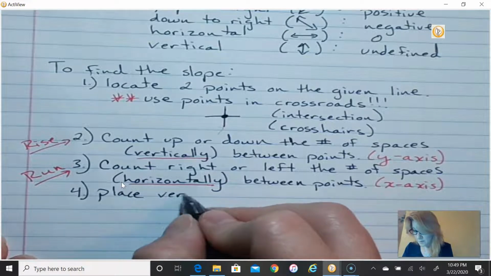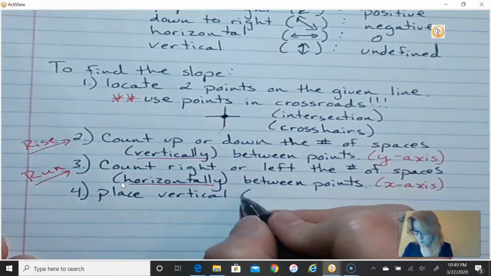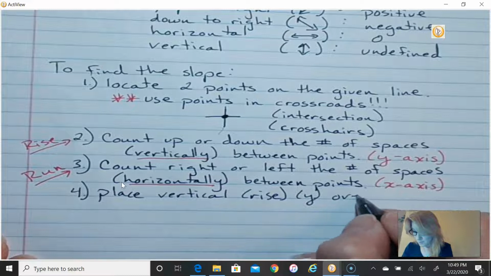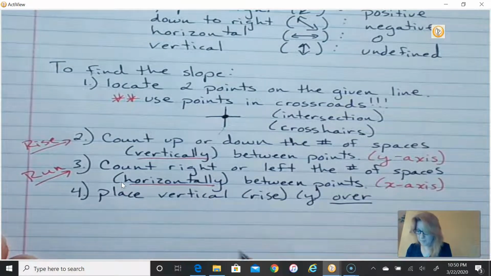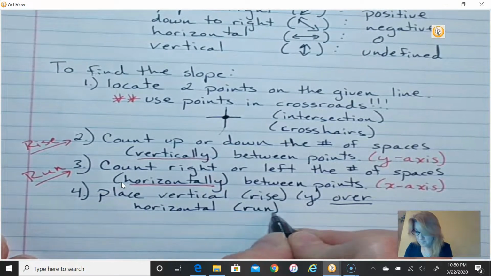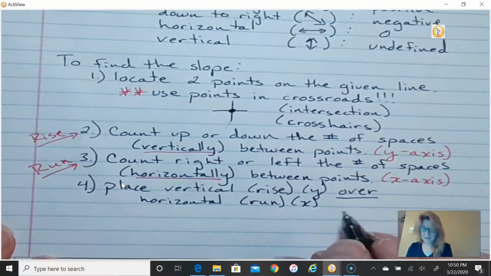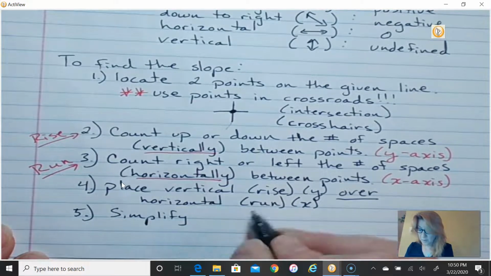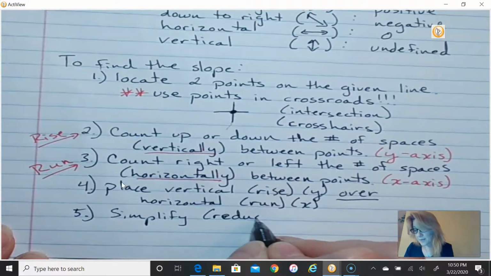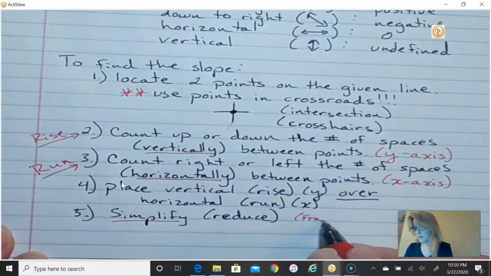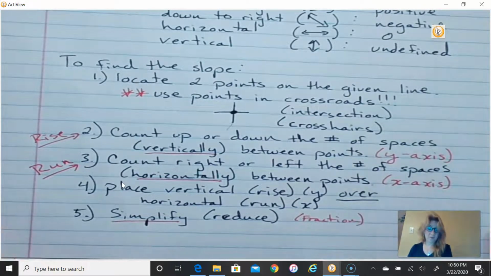Number 4. Place vertical rise, which is your y, over, and I'm going to give you examples because this is kind of confusing. Horizontal run, which is your x. And then 5, this is kind of important, simplify or reduce. It's going to be like in a fraction. Okay? It's going to be in a fraction form, so you need to simplify or reduce it.